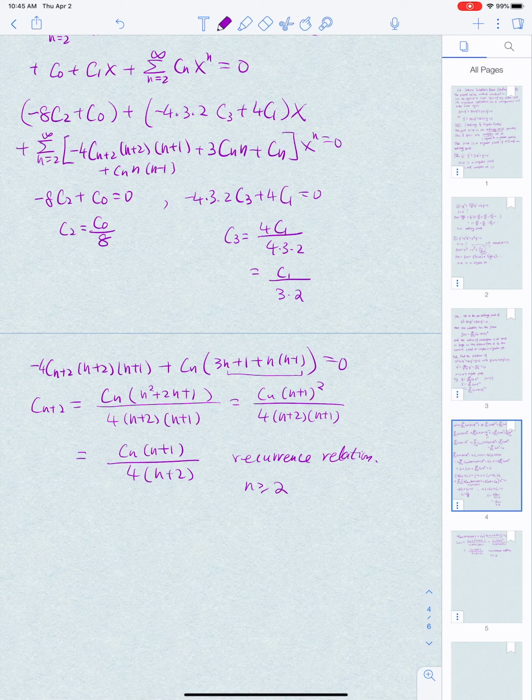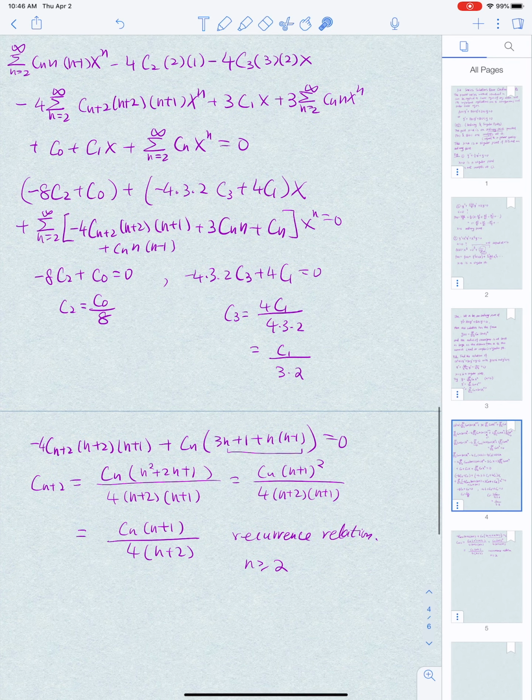Because we can see C3 is given by this form. So the next one we're going to need to have is C4. So that corresponds to n equals 2. So this is true for n greater than or equal to 2. Or you can think of this as it comes from this sigma notation where n starts from 2.